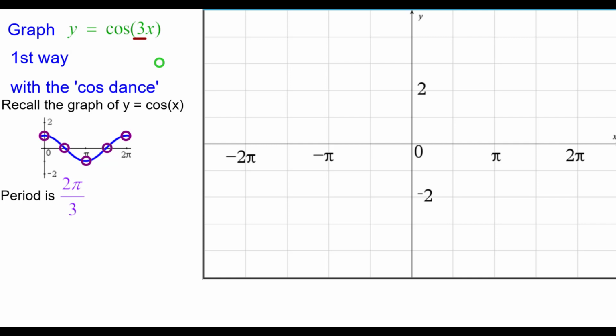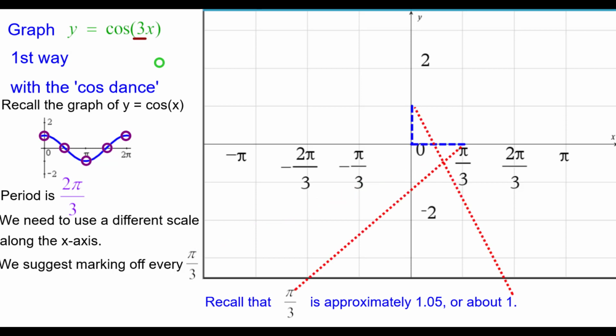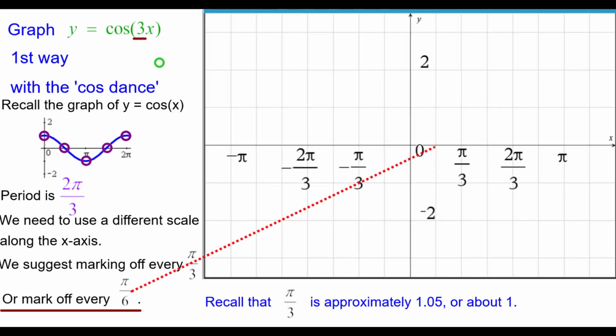So the period is 2 pi over 3. We need to use a different scale along the x-axis. We suggest marking off every pi over 3. And recall that pi over 3 is about 1, so whatever you use for the distance for pi over 3 should also be your distance for 1 to keep your graphs proportional. Or you can mark off every pi over 6. That might be a little bit better to do.